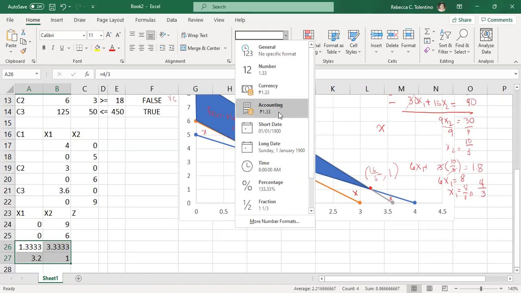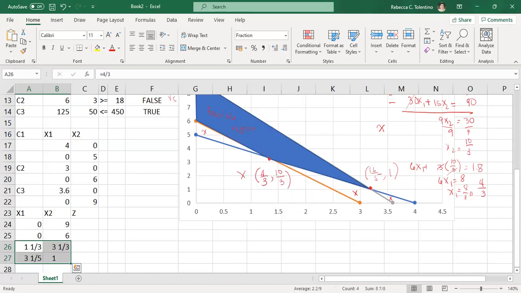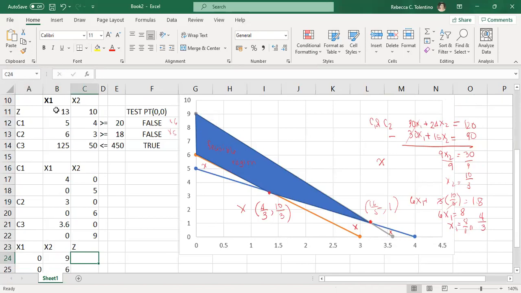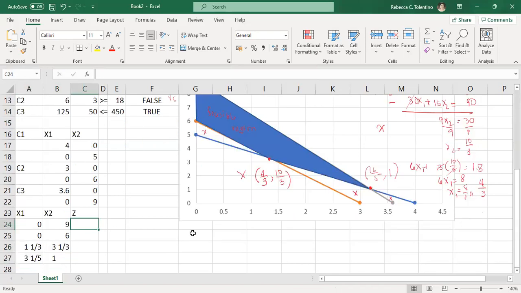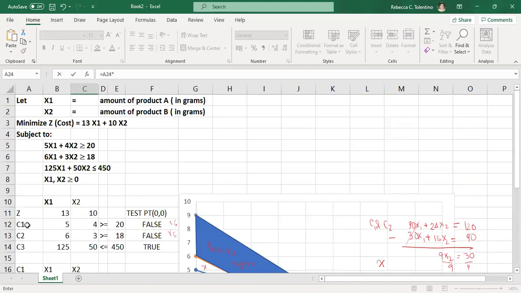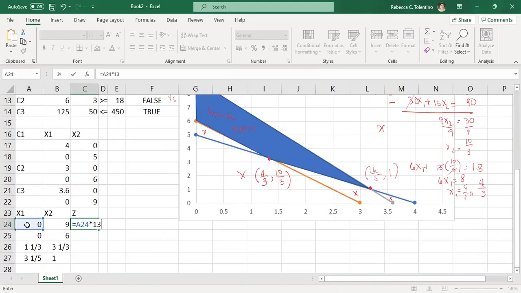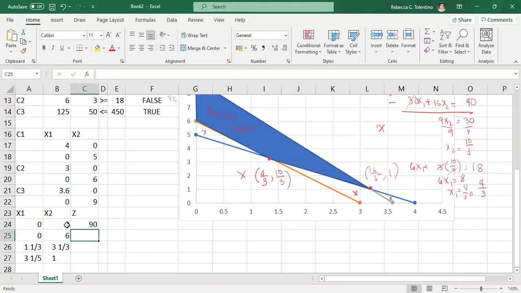Gawin natin siyang fraction. Yan. So 4 over 3 is 1 and 1/3, diba? So now let's compute for the z. The objective function is 13x1 plus 10x2. So equals where x1 is times 13, diba? 13 and 10. So times 13 plus 10 times x of 2. So ibig sabihin at 0, 9, our z is 90. At 0, 6, it's 60.